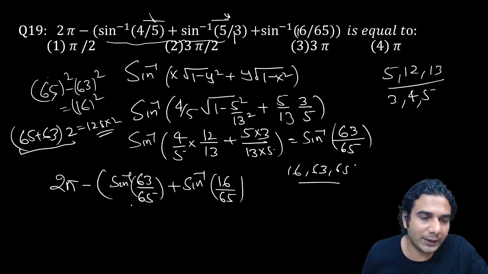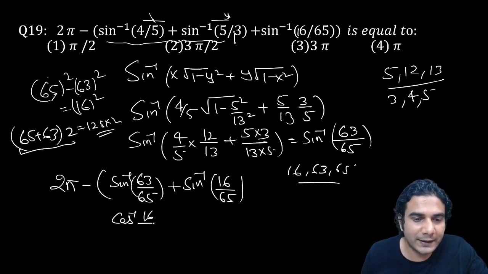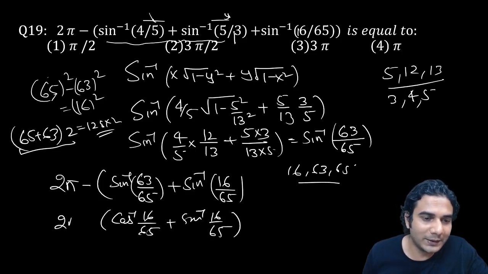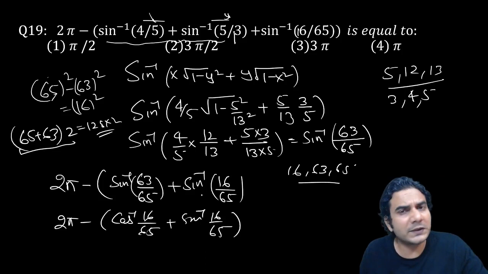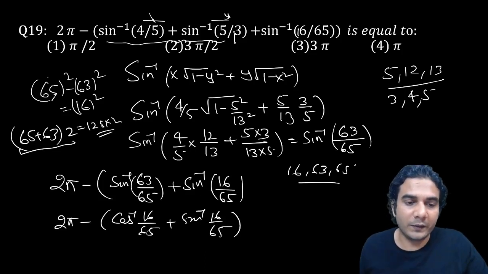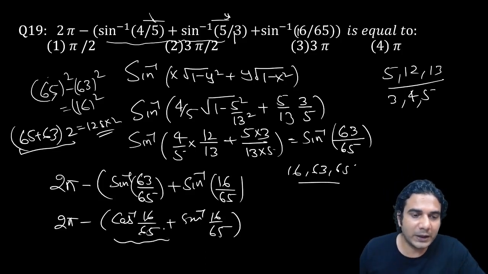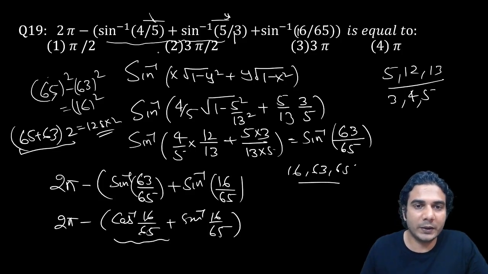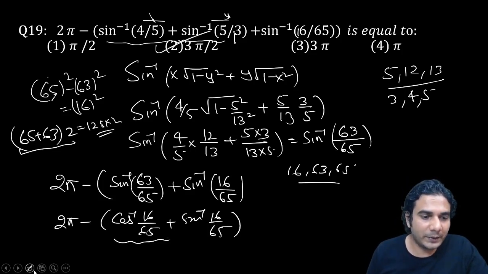So in this way you can check it, and after checking it, you can write cos inverse of 16 by 65, changing either of the sine inverse in terms of cos inverse, plus sine inverse of 16 by 65. All right, and you know it is pi by 2. Sine inverse x plus cos inverse x for all x between -1 to 1 is pi by 2 only. So this is pi by 2, and the answer is 2 pi minus pi by 2, which is 3 pi by 2. So 3 pi by 2 is the answer in this case.